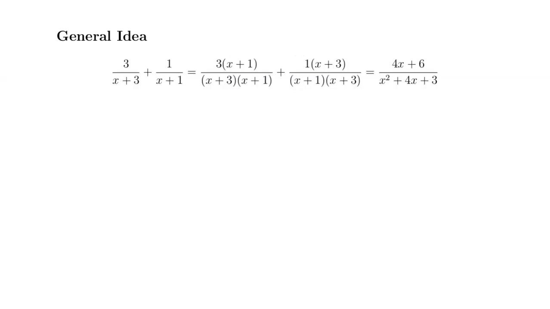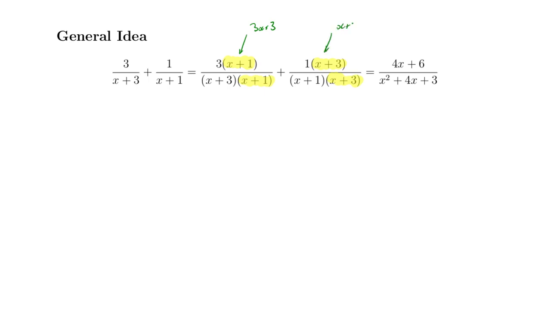Let's jump into it. So this is the general idea. We have these fractions right here that we can add together. Adding fractions is not that difficult. We need common denominators. Our common denominator is going to be, in this case, x plus 3 times x plus 1. So the way that we get that is by multiplying x plus 1 on the numerator and denominator of our first fraction, multiplying x plus 3 on the numerator and denominator of our second fraction, and then we can just add these fractions. This numerator is really 3x plus 3.